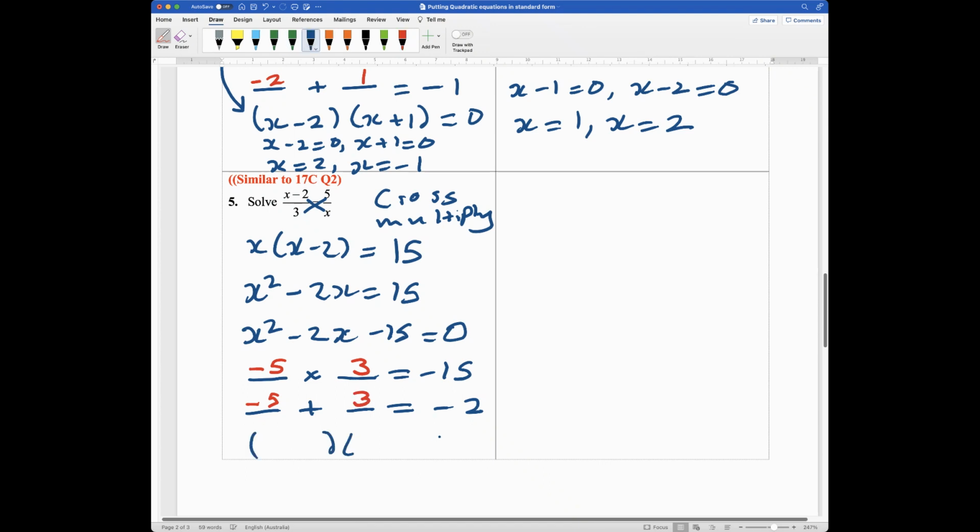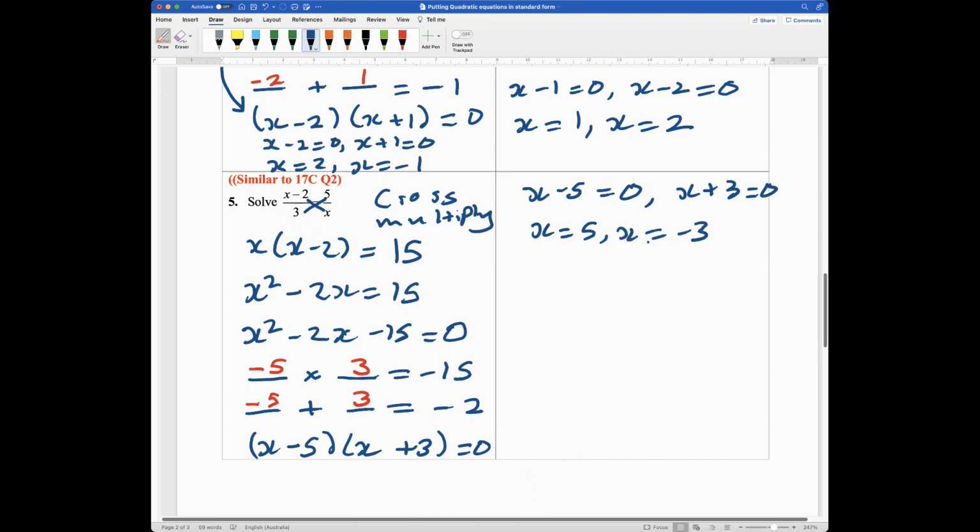Okay, so now we've got the factorization we can do. So it's x and x, negative 5 and positive 3 is equal to 0. And we can now write the two equations. So we get x is equal to 5 and x is equal to negative 3 is your answer there. Okay, so those three examples are like question 2.